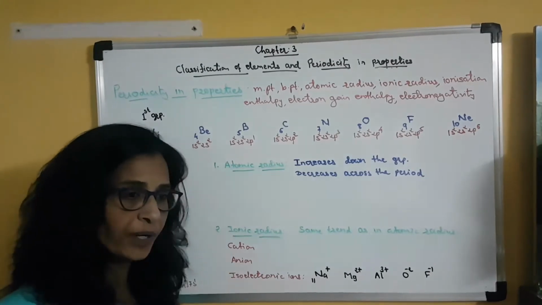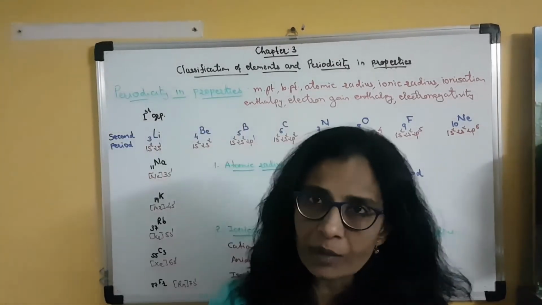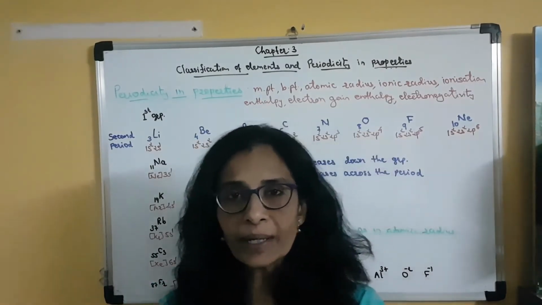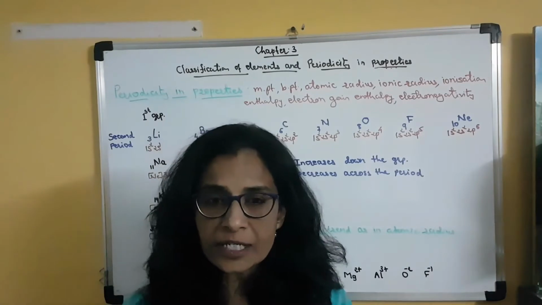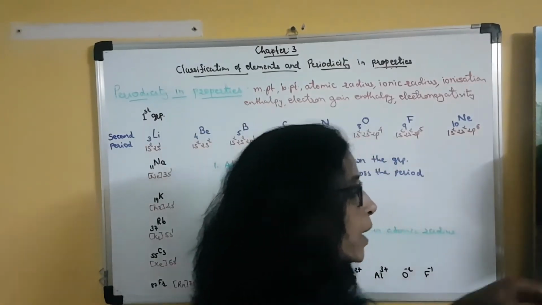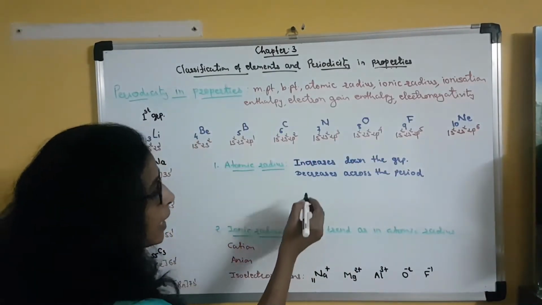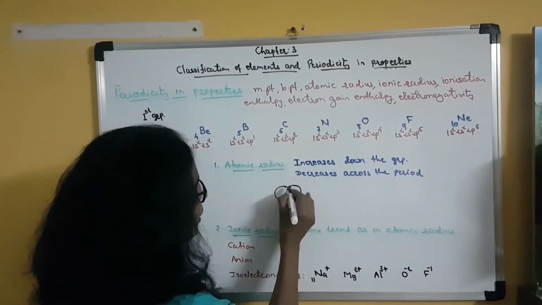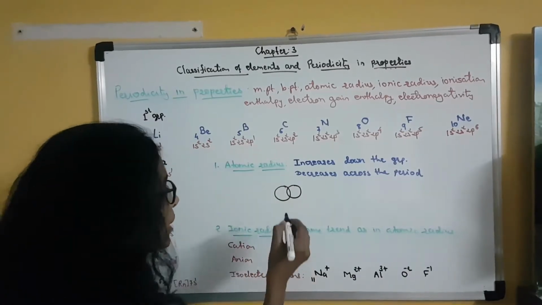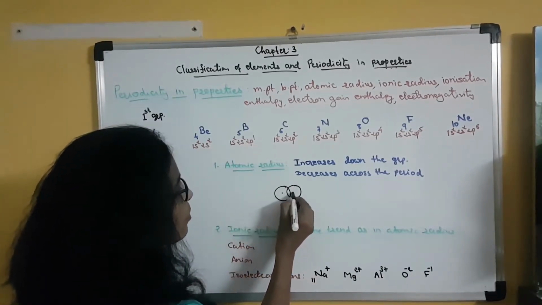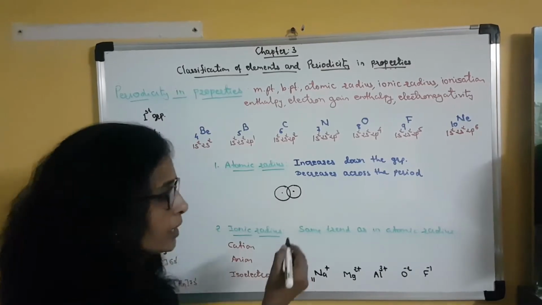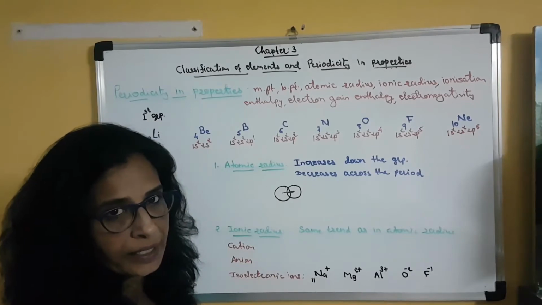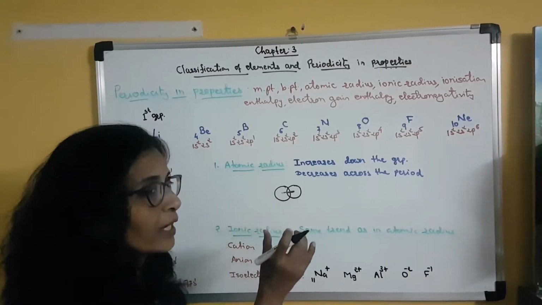Now in this topic, two more terminologies are mentioned: covalent radius and metallic radius. Covalent radius means when two atoms are covalently bonded to each other like this. This is one atom, this is another atom. They are covalently bonded with each other by a single bond, and these are the nuclei. So this is the distance between the two bonded nuclei. Clear? This is called the covalent radius.